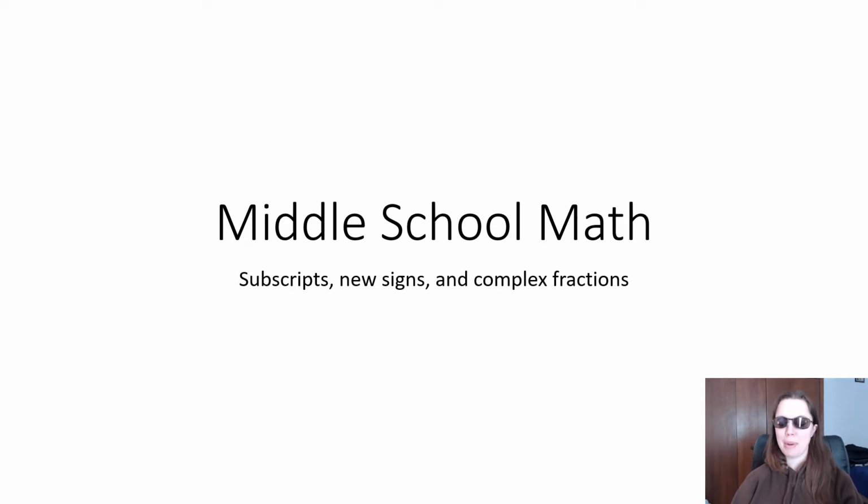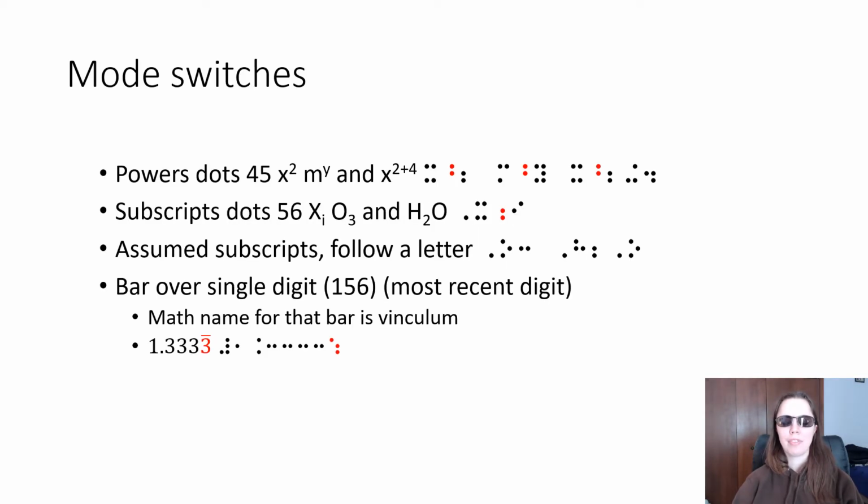So in upper elementary, we had learned the beginning of how to braille fractions in the Nemeth code, and by middle school, students will be getting into complex fractions. So we'll go over the code for that today as well. By middle school, students will be learning some types of mode switches. These can include superscripts and subscripts, and things that are related to superscripts that have to do with repeating things.